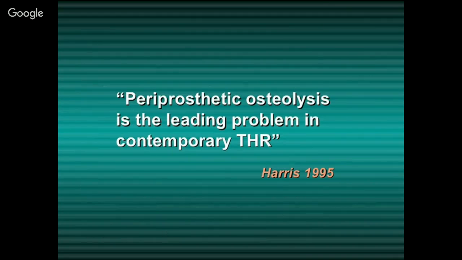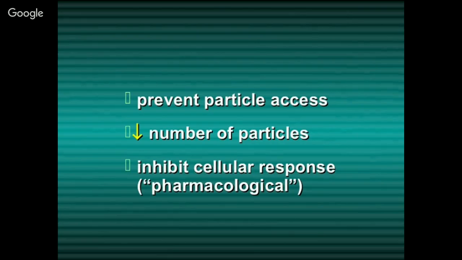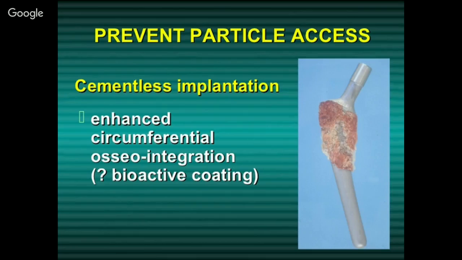Now, periprosthetic osteolysis is the leading problem in contemporary arthroplasty. Strategy for the prevention of osteolysis: we have to prevent particle access, decrease the number of particles, and revisit the cellular response. Because if there are bioactive particles, the macrophages and neutrophils release myeloperoxidase and other oxidative stress, and that will destroy the bone. To prevent particle access, we use cementless implantation and enhance circumferential osseointegration, which will prevent the access of the particles to the bone implant interface.